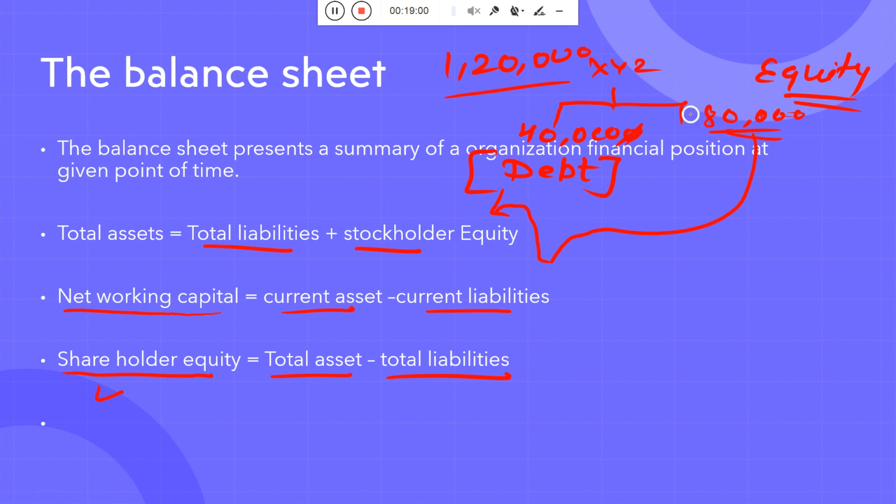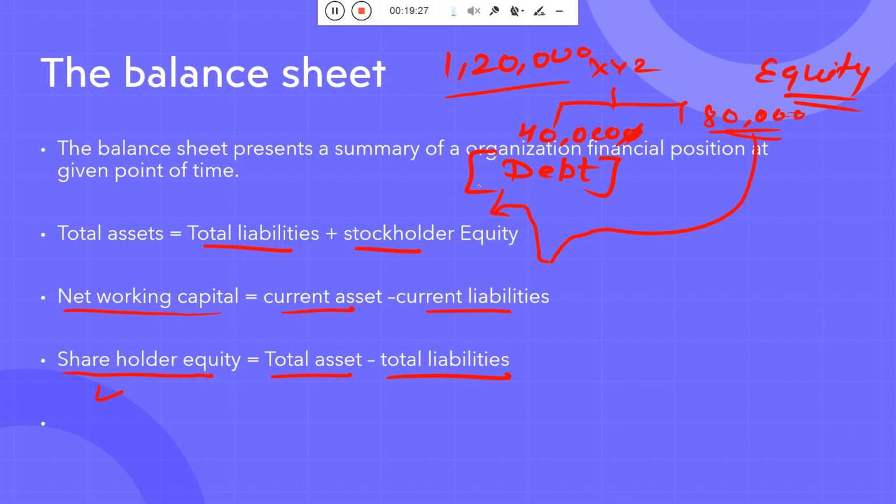If I want to say what the shareholder equity is, here I told you that you start with two partners. If you start with 10,000 from a partner, then that partner is a shareholder of that company. So that is shareholder equity. How can you identify it? The total asset is 1,20,000 minus the liabilities, the loan. So 1,20,000 minus 40,000 is 80,000, which is the shareholder equity.